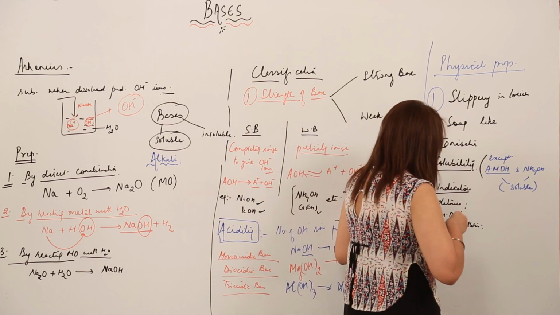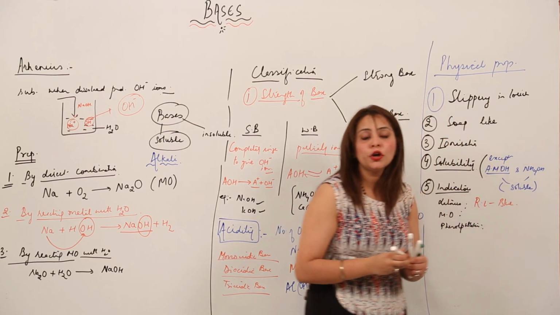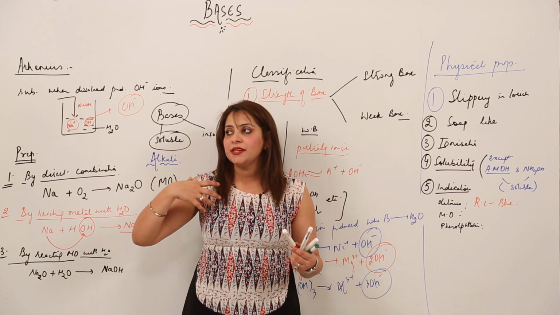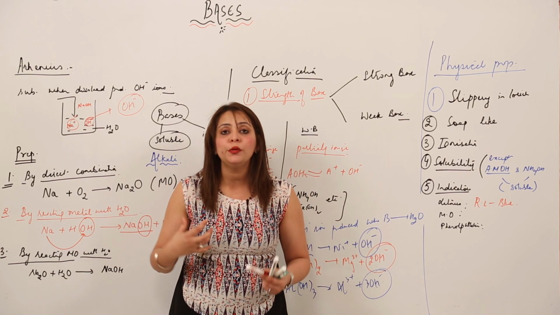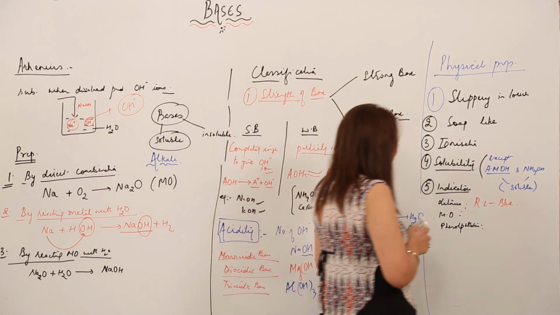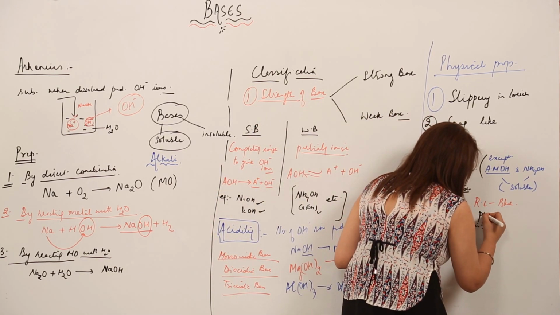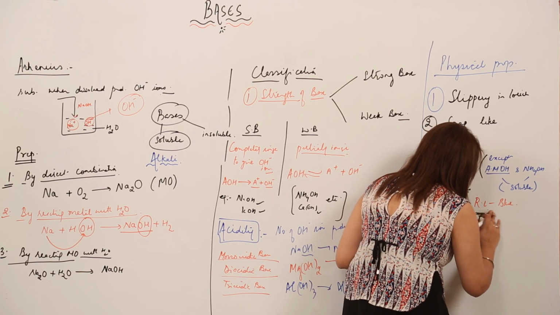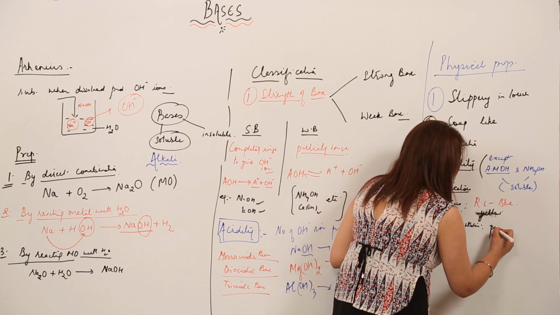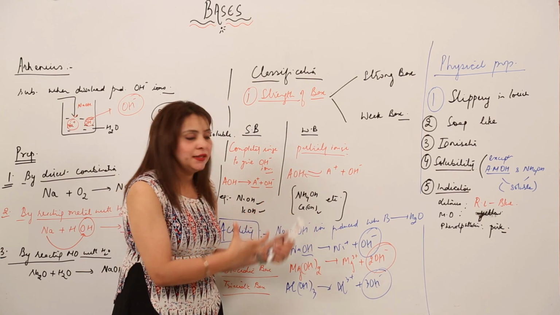The bases turn red litmus blue. When we were talking about the acids, they were changing the color of blue litmus to red, but in case of base they change red litmus to blue. Methyl orange, which is originally orange in color, changes to yellow. And phenolphthalein changes to pink. So, this is the effect of the base on the indicators.